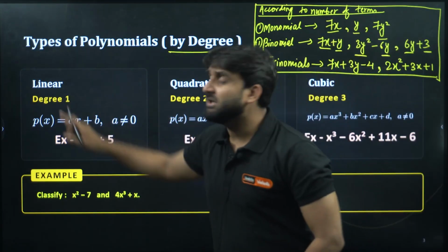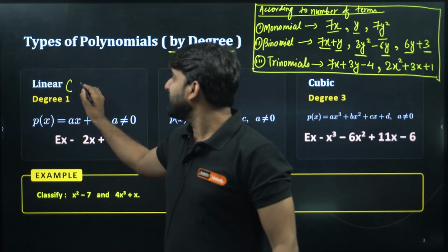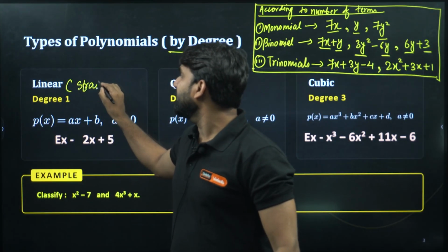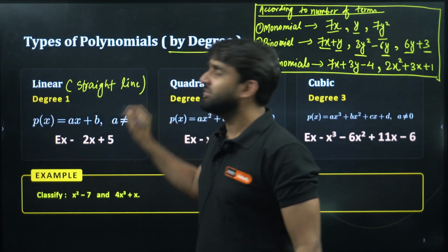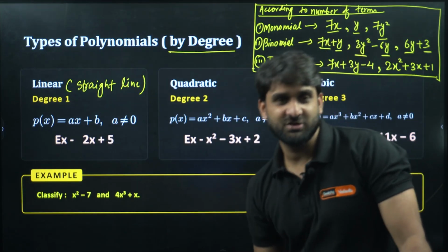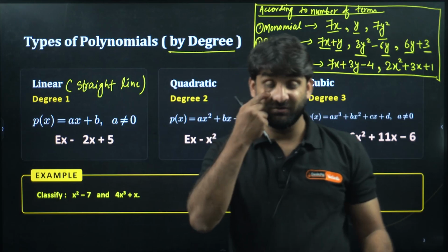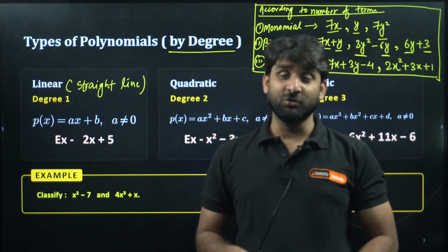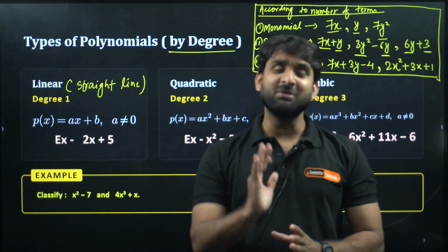For example, linear. First is linear. Linear means basically a straight line. You know, generally we use this word linear in our day-to-day conversation. While in assembly, in the morning, when you do assembly at your school, at your institute, your teacher shouts at you, stay linear, stand linearly in prayer time. So linear means straight line.